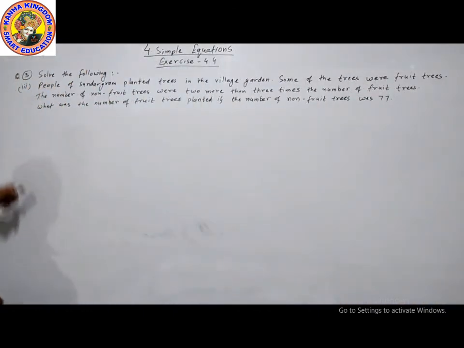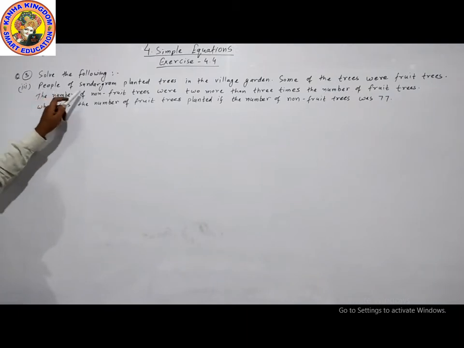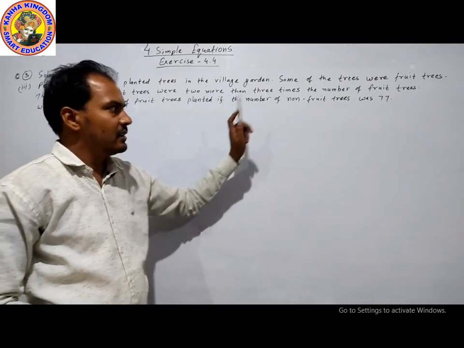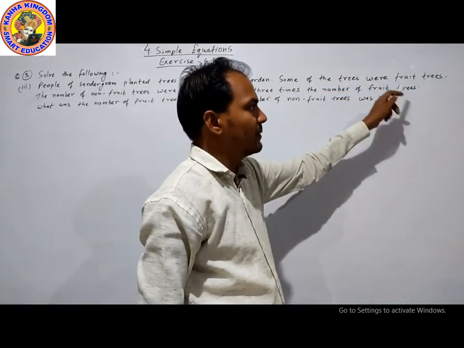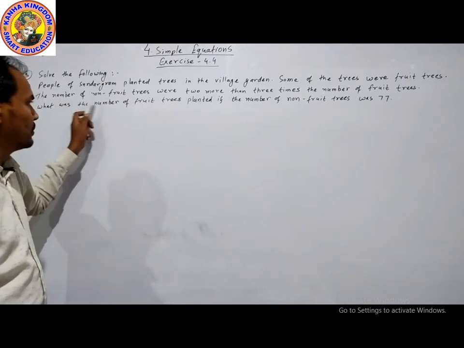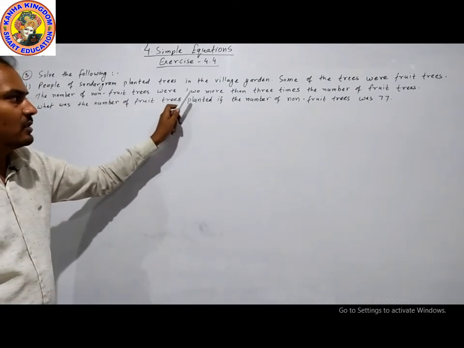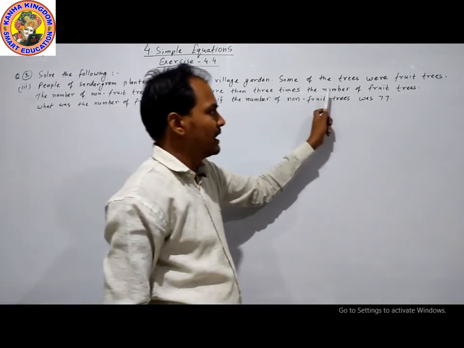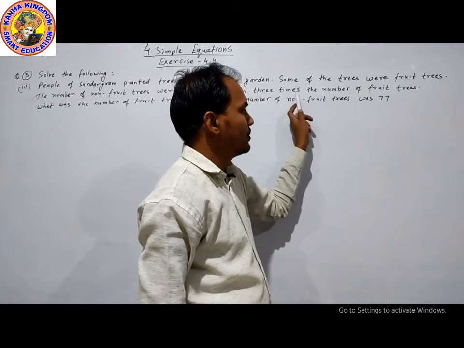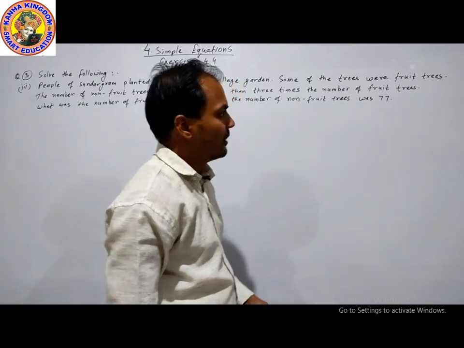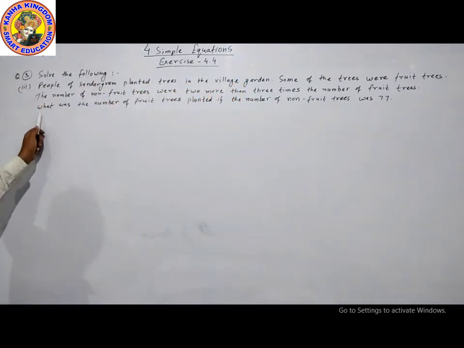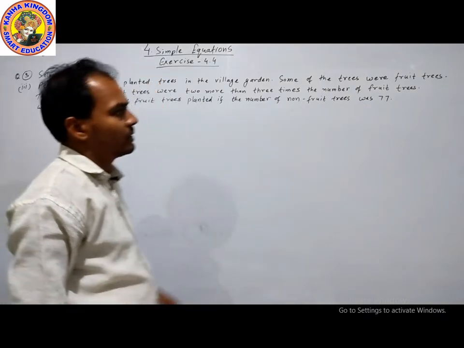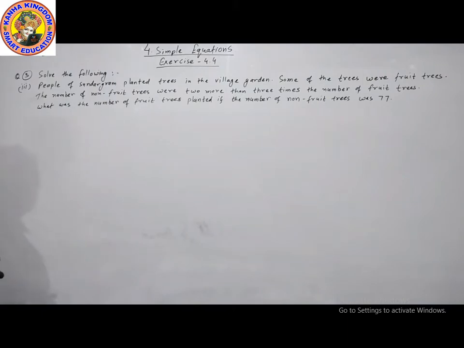Now our part third: people of Sundargram planted trees in the village garden. Some of the trees were fruit trees. The number of non-fruit trees was 2 more, 2 more means plus 2, than 3 times the number of fruit trees. 3 times means 3 multiplied by the number of fruit trees. We will take X. What was the number of fruit trees planted if the number of non-fruit trees was 77?